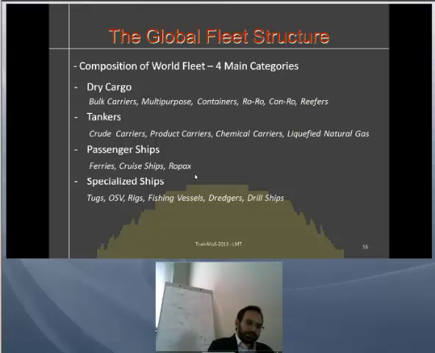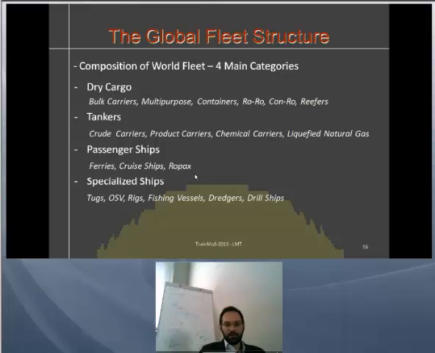Lastly, we have the specialized ships. They consist of tugs, for example. Tugs can be either port assistance tugs, or anchor handling tugs. They can be tugs for driving the vessels into bigger ports, and they can even be more specialized tugs for doing multi-purpose work.